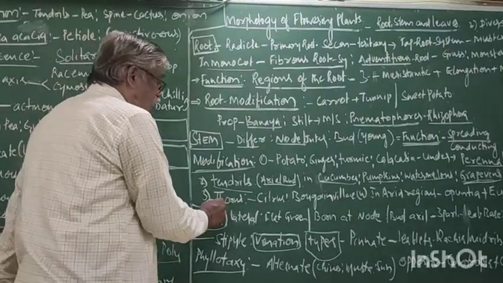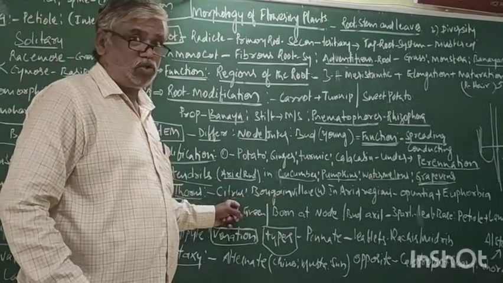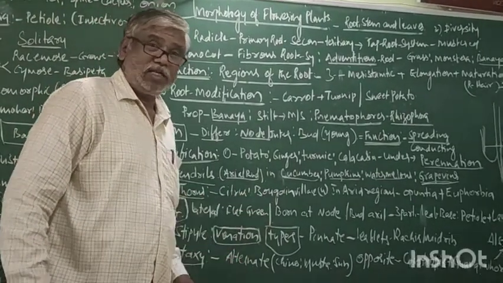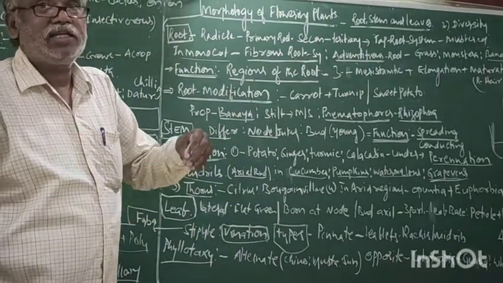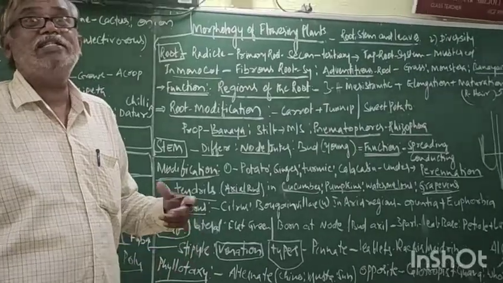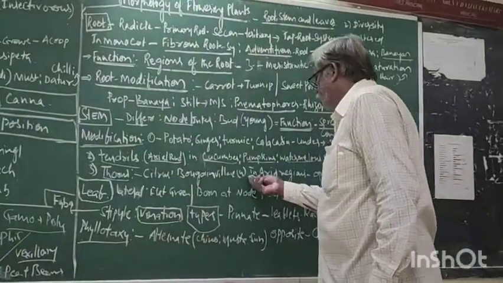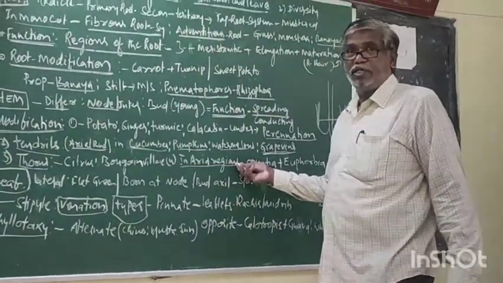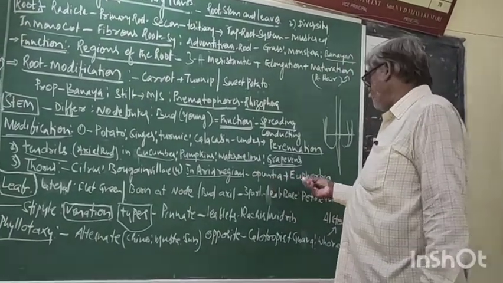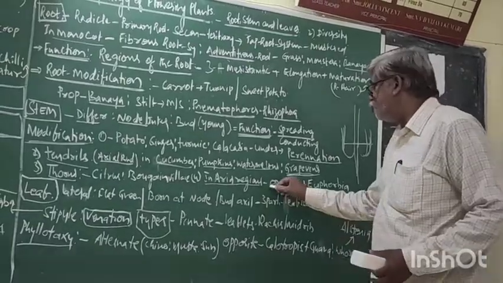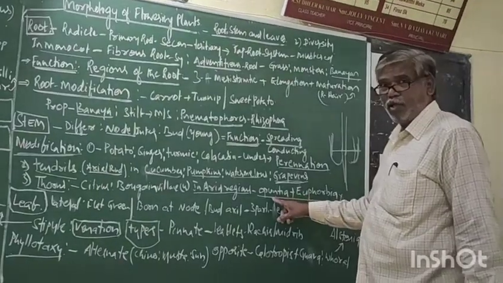Now come to the thorns, citrus and bougainvillea. In these two plants, the stem is modified into thorn to protect from grazing animals. Protection. Right. Now come to arid regions, that means dry regions. Opuntia, euphorbia. It is the most important. Keep it in mind. Opuntia, euphorbia.